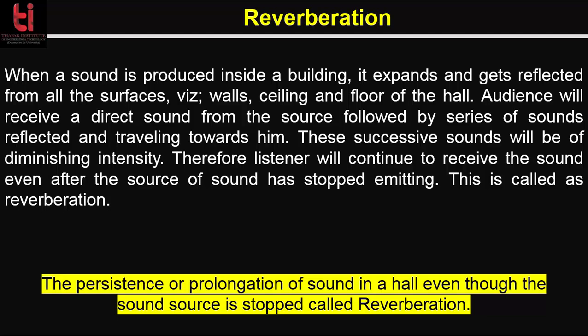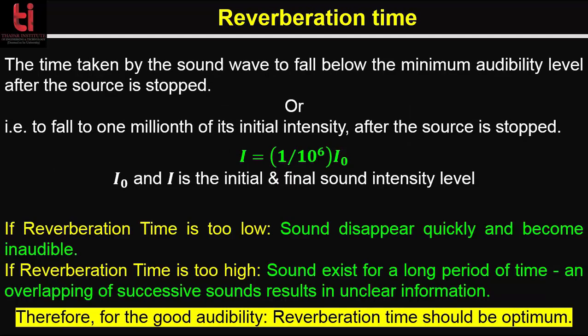This audio clip shows an example of reverberation: clean signals followed by different versions of reverberation with longer and longer decay times. Now, the reverberation time is the time taken by the sound wave to fall below the minimum audibility level after the source is stopped, or you can say, to fall to 1/1,000,000th of its initial intensity after the source is stopped. So I equals 1 by 10 to the power 6 times I0, where I0 and I are the initial and final sound intensity levels.